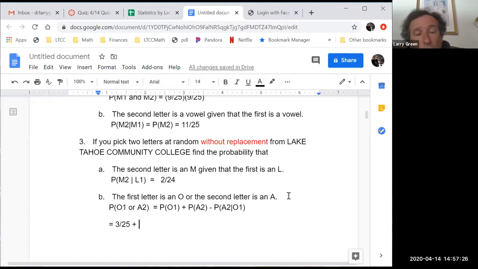So the denominator only changes on a given, which we'll get to in the third one. So for the probability that the second letter is an A, there were 2 A's out of 25. So 2 over 25. And then minus, now we've got to find the probability the second letter is an A, given the first is an O. And that does change things. And what is that?